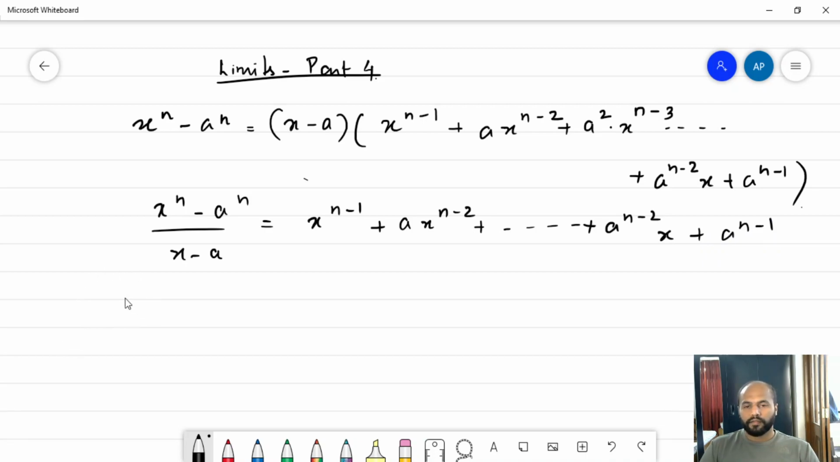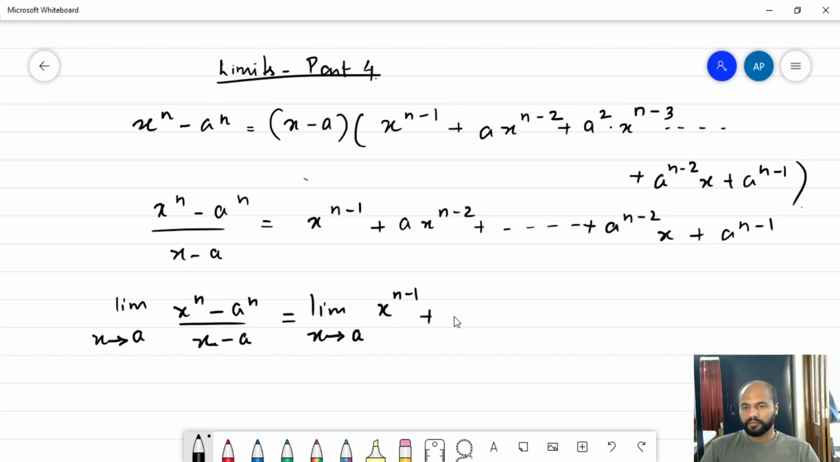So now, let's apply limit on both the sides. Limit x tends to a. If I apply limit on both the sides, then x raised to n minus a raised to n by x minus a is equal to limit x tending to a of x raised to n minus 1, and then the same series. So now put x equals to a on the right hand side, then we'll get the answer.